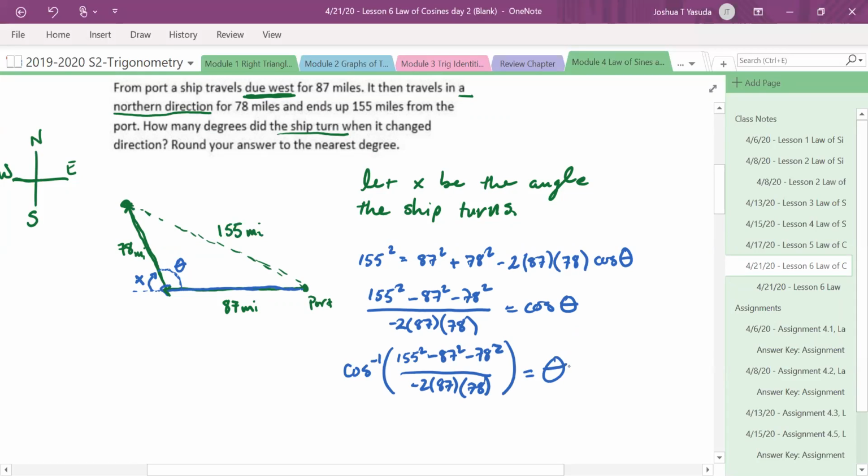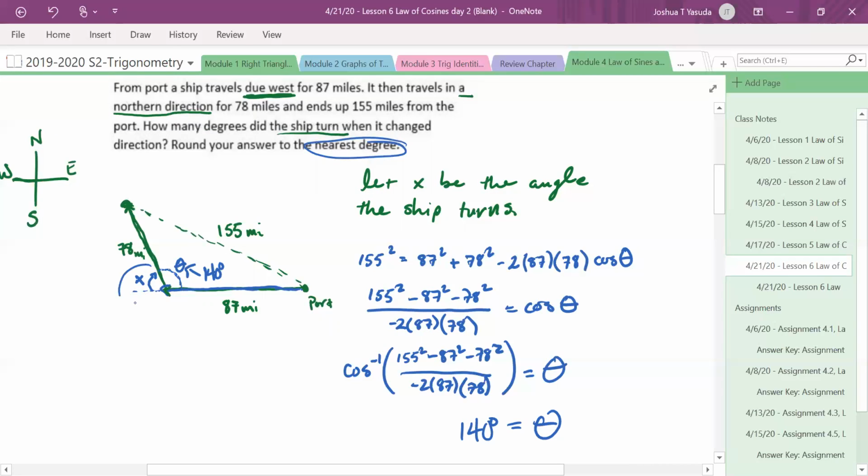Bear with me for a second. I'm going to put all that into my calculator, but that is how you do the problem. I want to remind everyone, this is not going to be my answer. This is just going to help me find the answer. Divided by -2 times 78 times 87, I get 139.8, and it says round to the nearest degree. So we'll just say that theta is roughly 140 degrees. So this angle right here is 140.